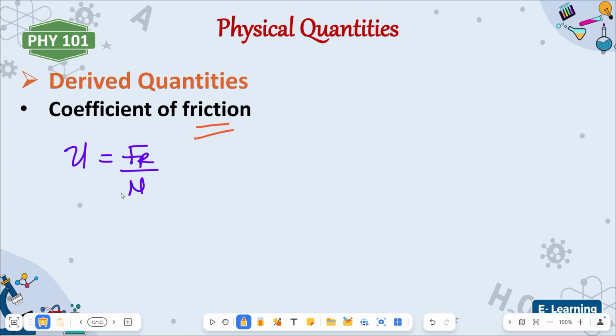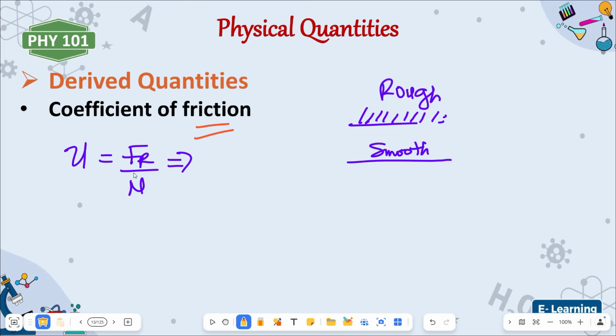Are you hearing me now? So if you are pushing something through a rough surface, and you are pushing it through a smooth surface, you discover that the rough surface is very difficult for you to push through, while the smooth surface is a little bit less difficult for you to push through. All right? So at the end of the day, coefficient of friction is frictional force all over normal reaction. Both of them are force.